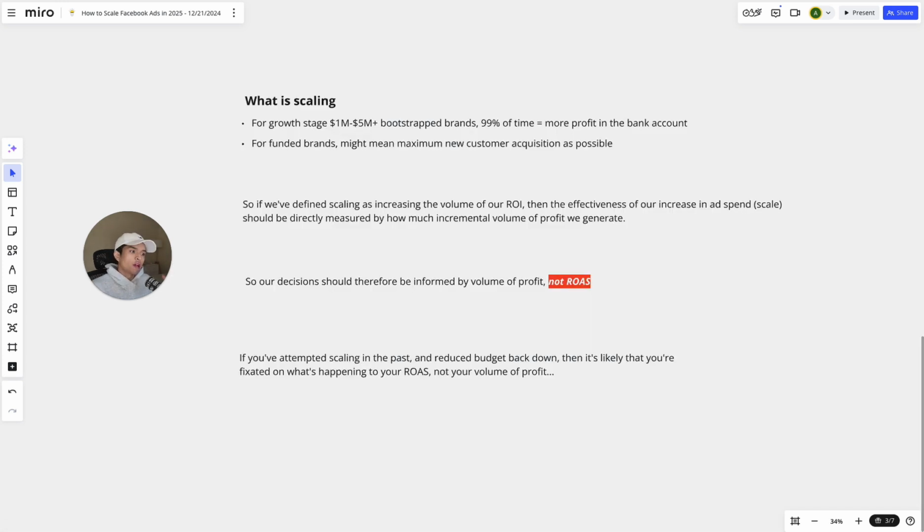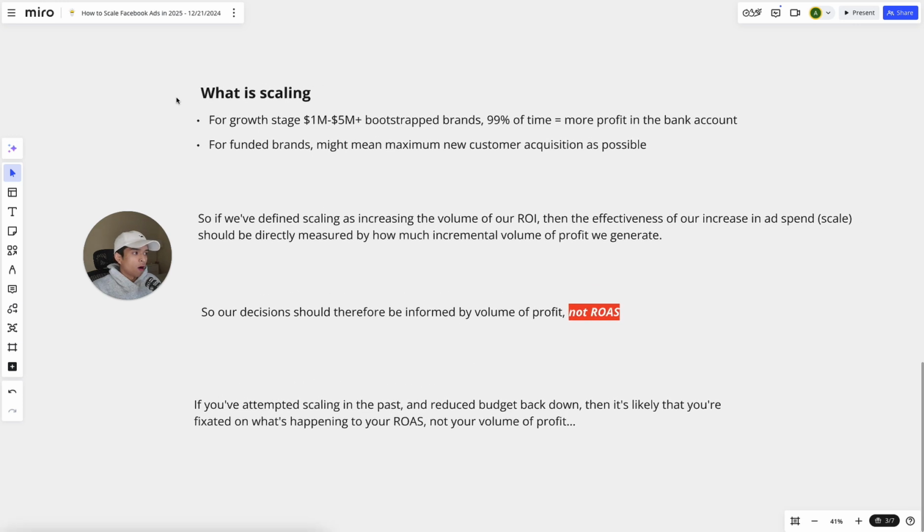And really quickly, before we dive into the actual tactics, I want to first define scaling so that way we are speaking the same language. And when I refer to scaling, you know exactly what I'm talking about and you understand what scaling actually is. So for scaling, growth stage brands that are anywhere from $1 million to $5 million a year that are bootstrapped, which means no outside funding, 99% of the time when you say you want to scale, that means you want more profit in the bank account.